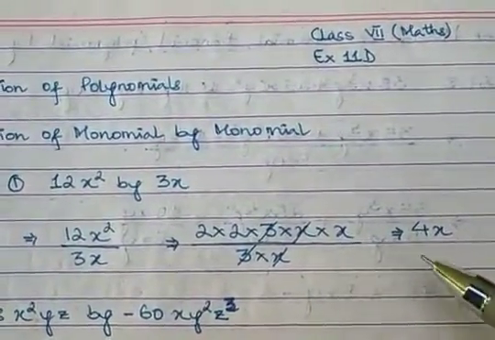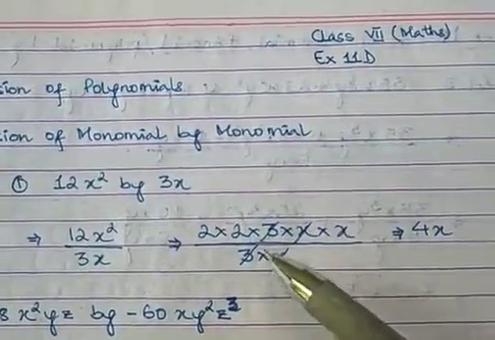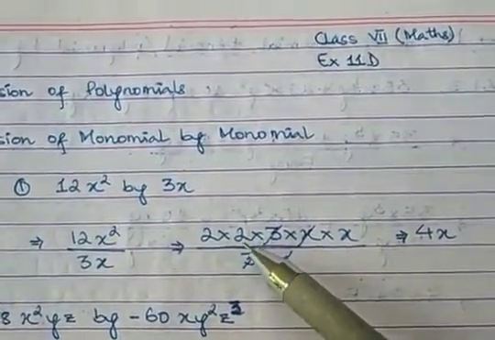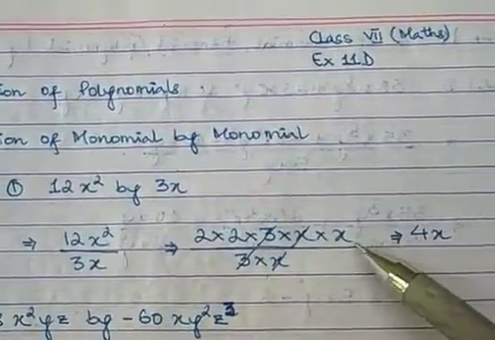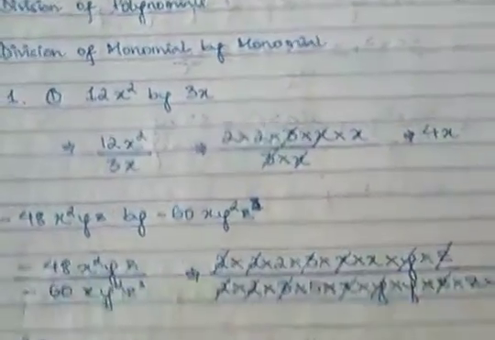So we don't need to write 1 in the denominator. All we need to write is what's left in the numerator. So what's left in the numerator? 2 into 2, which we know is 4, and one of the x remained, so 4x. Okay, so it's an easy one, isn't it?